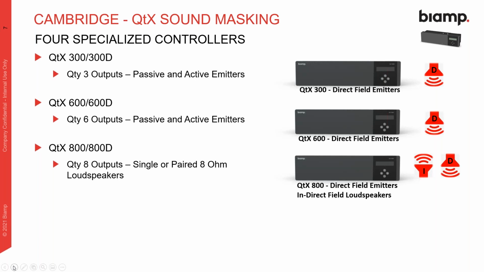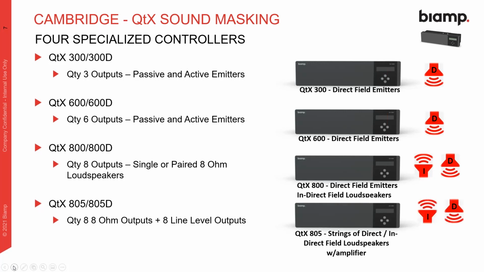This version is similar but yet different to the previous Dynasound DS8000, where there was a single 8 ohm loudspeaker connected to 8 outputs for granular adjustments. This 800 will be a product that can do both the indirect and direct field masking. And then there's an additional processor, which is the QTX 805 and 805D.